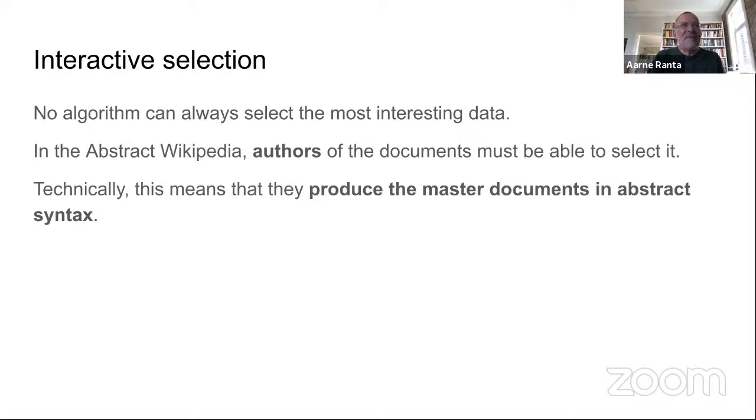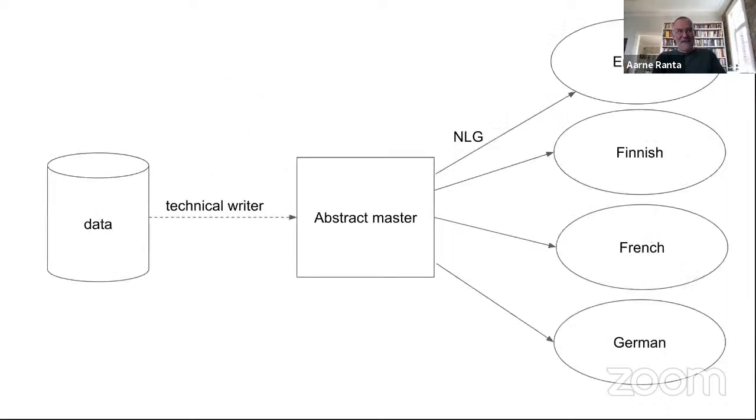And I think when you want to do this more like a natural language kind of article generation, then the authors of the documents must be in control of what data is selected. And technically, this would mean that they produce the master documents in abstract syntax. So this is the bottleneck now, where you have someone who creates the abstract master document, and then the NLG takes over and generates these different languages.